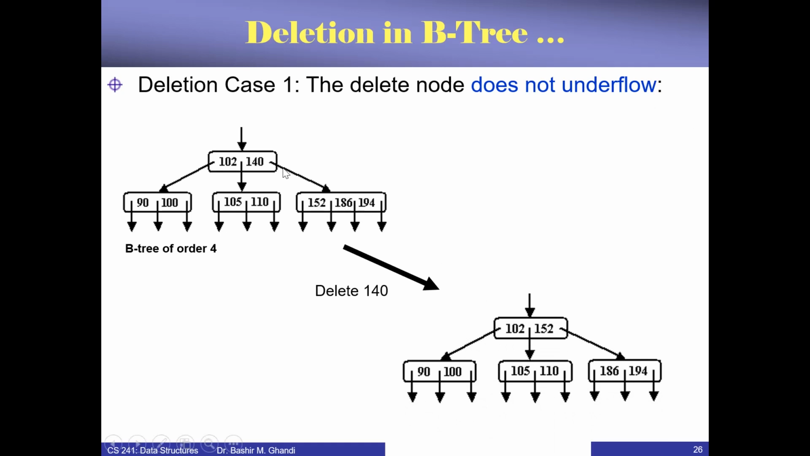So this is what we have after that deletion. See, the 152 has been swapped and goes here. 140 came down here and was immediately deleted. So we are left with 186, 194. This is the deletion case where the node in which the deletion occurs doesn't underflow.